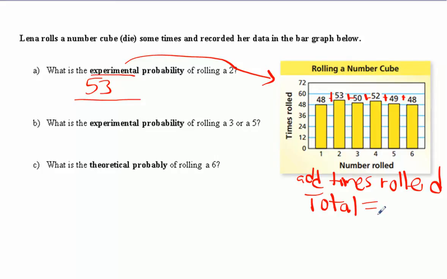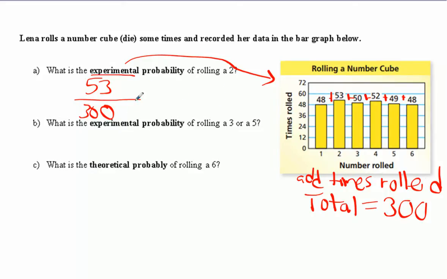Okay, hopefully you did it, or you paused the video and now you're back. You should have gotten, I believe, the total is 300. And again, this is a good time, especially when you're using a calculator to add a lot of numbers, to go back and look at this screen and make sure all the numbers are correct before you add them, or add them twice to make sure you get the right number. So my experimental probability of rolling a 2 is 53 twos out of 300 rolls total.